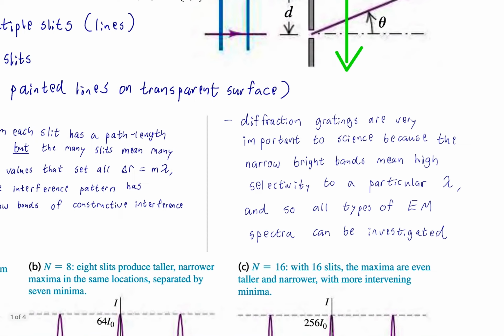Diffraction gratings are very important to science because the narrow bright bands that they create mean high selectivity for a particular wavelength. And that means all types of electromagnetic spectra can be investigated with a tool like a diffraction grating, whether that's a spectrum from a particular emission, like an excited gas, or a spectrum from a star, where we're looking for the gaps in that spectrum to give us an idea about the molecules that are absorbing in the surface of that star. There's so much that spectra can tell us, and the diffraction grating allows that investigation to be carried out.